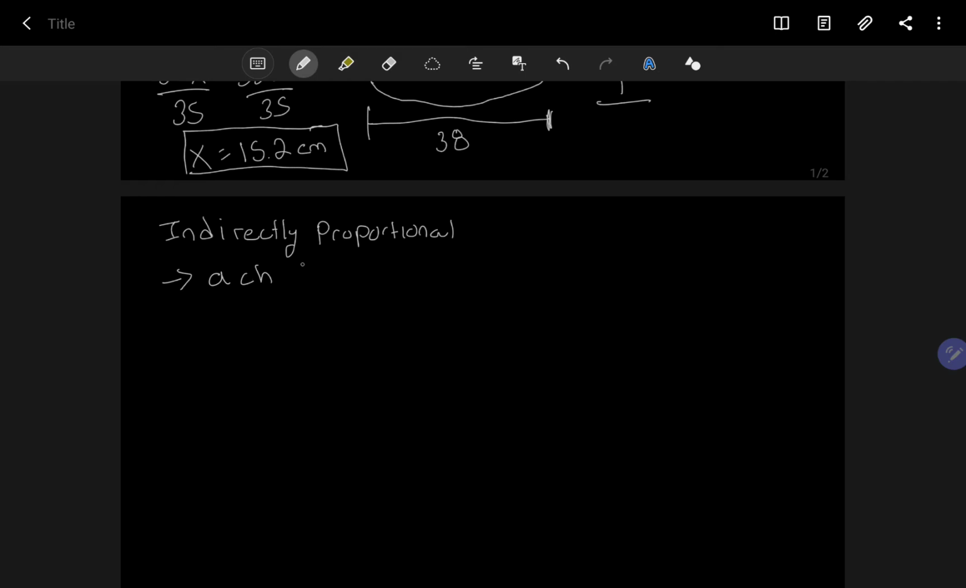So this is a change in one produces a change in the other, in the opposite direction.